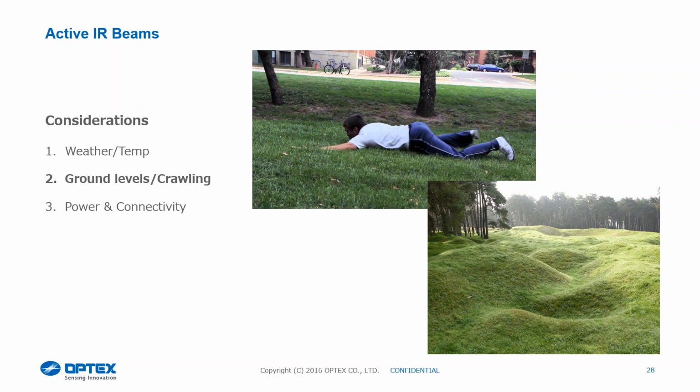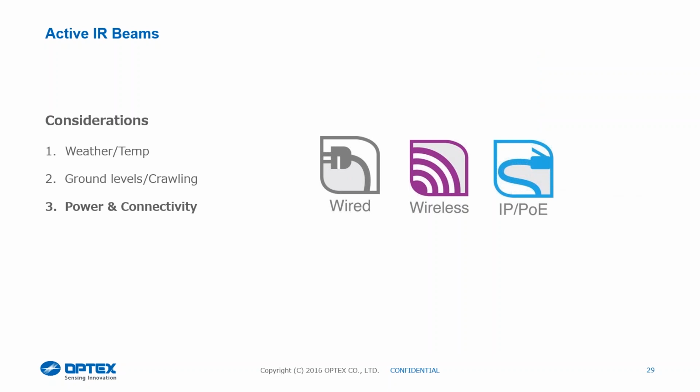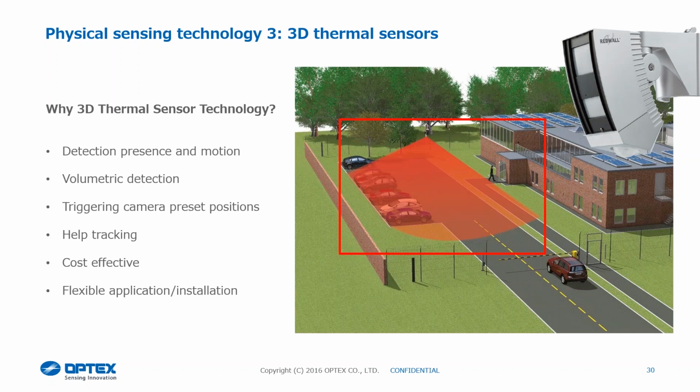And your power and connectivity, as I say, for the beams, you have 3 options. So you've got wired. If you've got cabling in place, that's fantastic. If you've got wireless, that's not a problem at all. There's a wireless universal transmitter as well, which will work to any control panel for you. And we've got IP and PoE for you. So now then we'll move on to our 3D thermal sensors, and back to you, Neil.